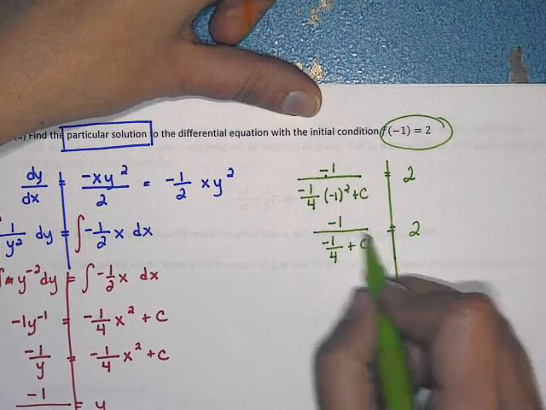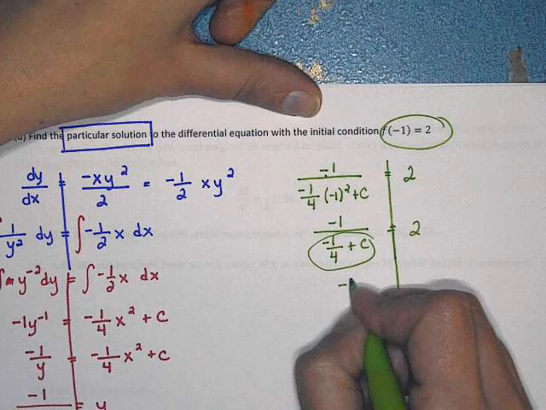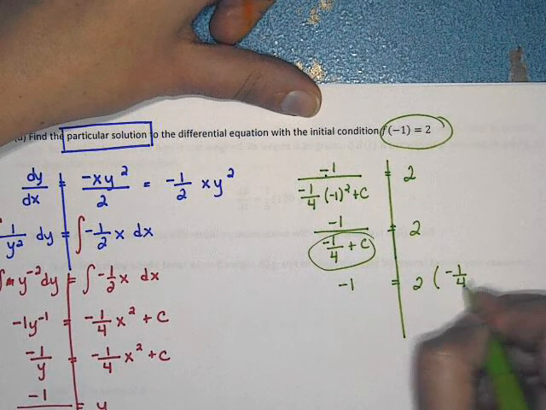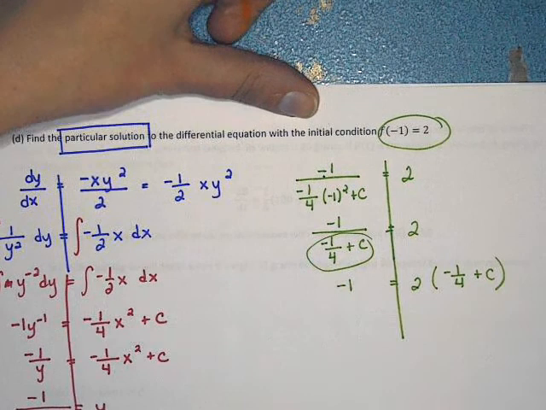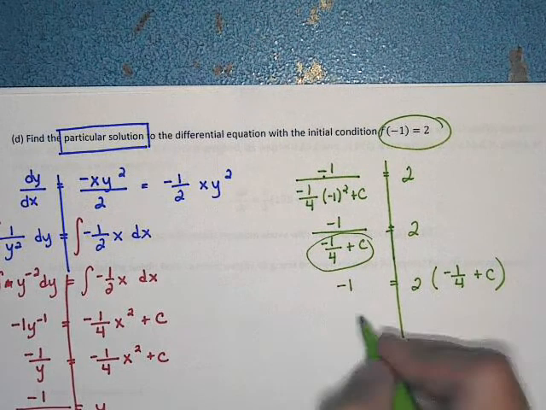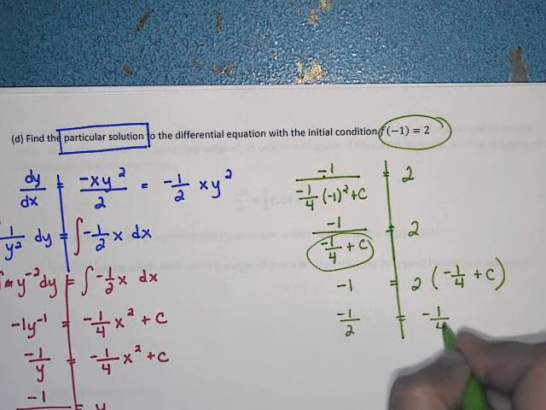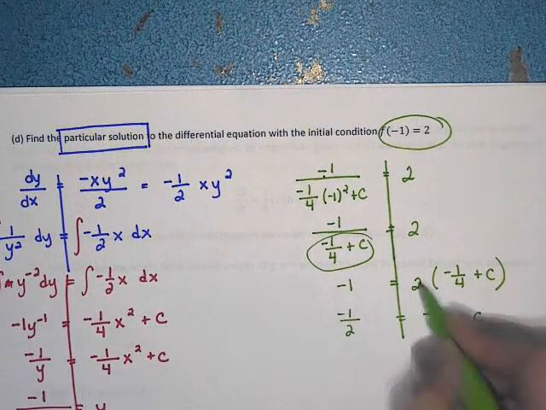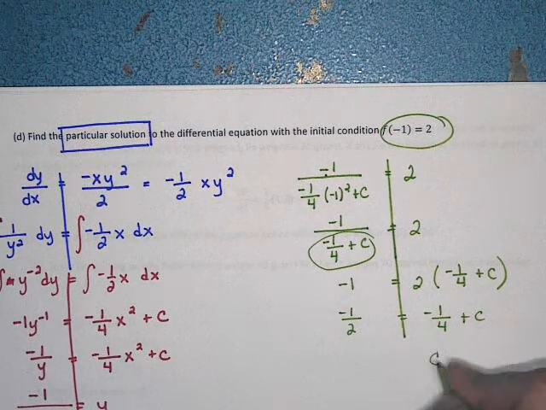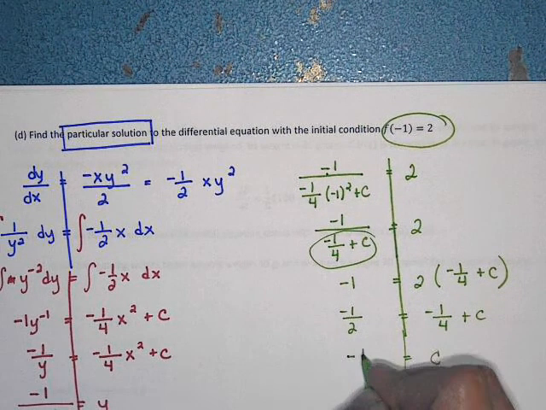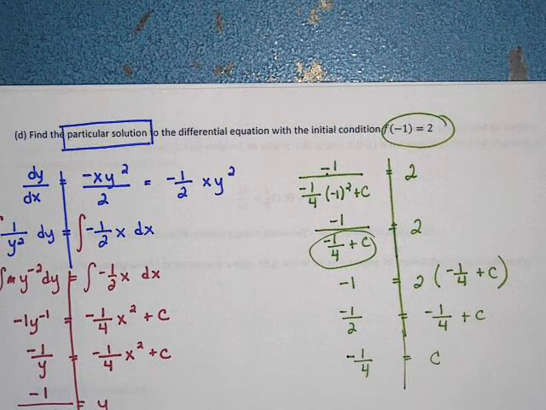Now I'm going to multiply by this on both sides. So negative 1 equals 2 times negative 1/4 plus c. I'm going to divide by 2, so I'm going to have negative 1/2 equals negative 1/4 plus c, because that makes this 2 cancel. And I'm going to add 1/4 on both sides. So c equals negative 1/4, because negative 1/2 plus a fourth is negative 1/4.